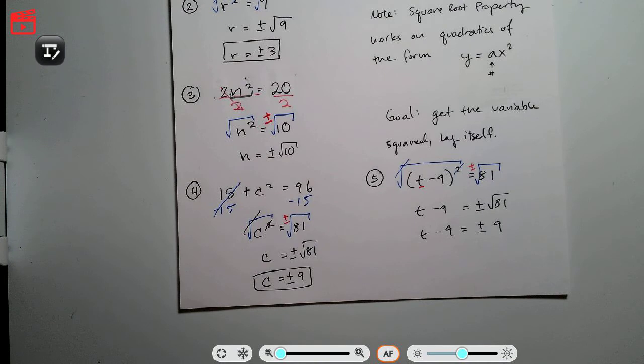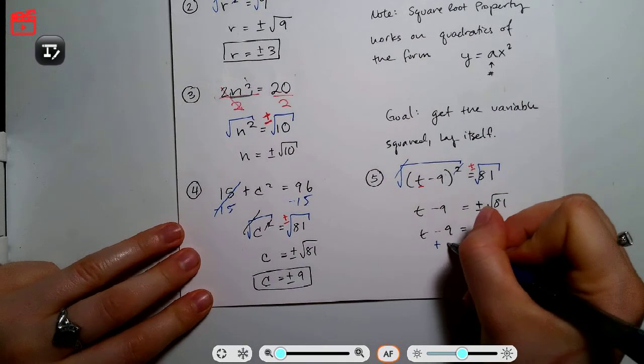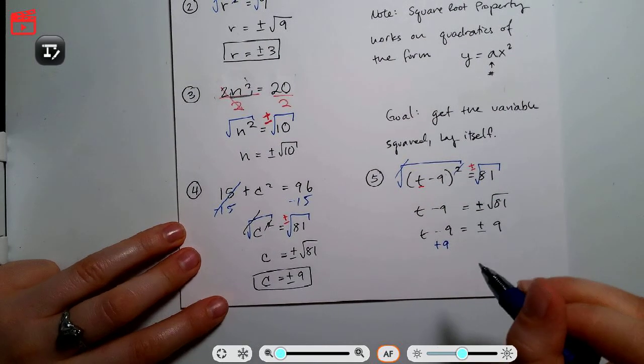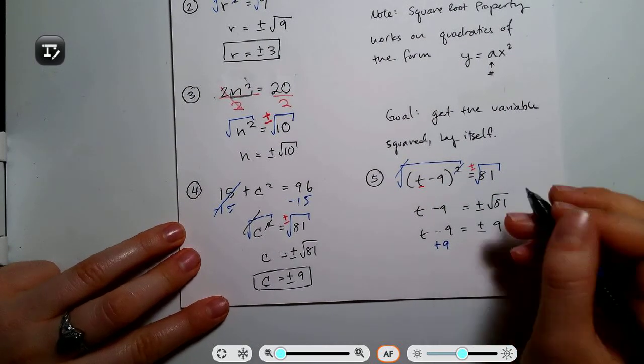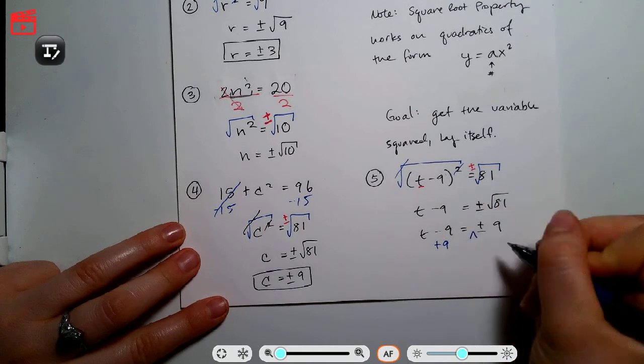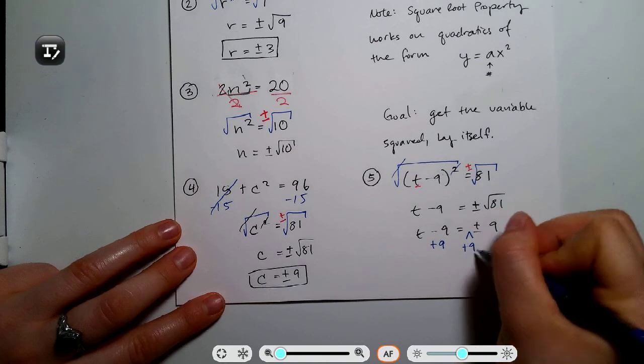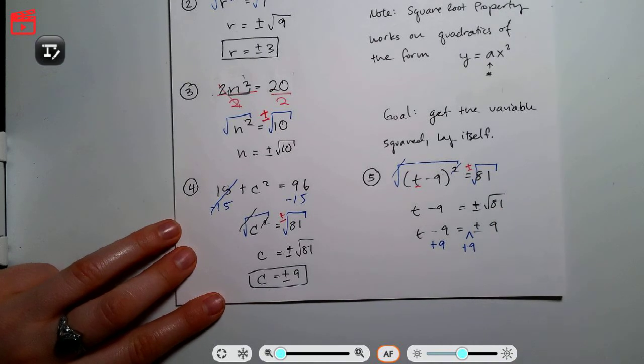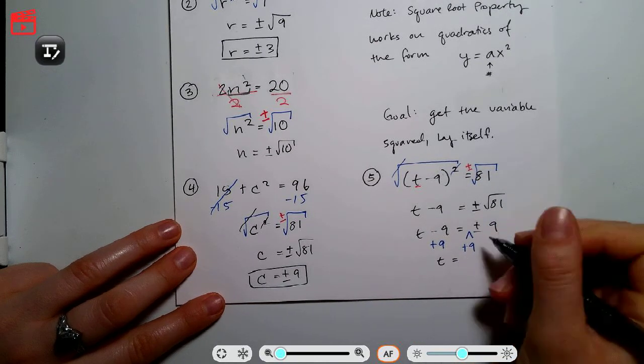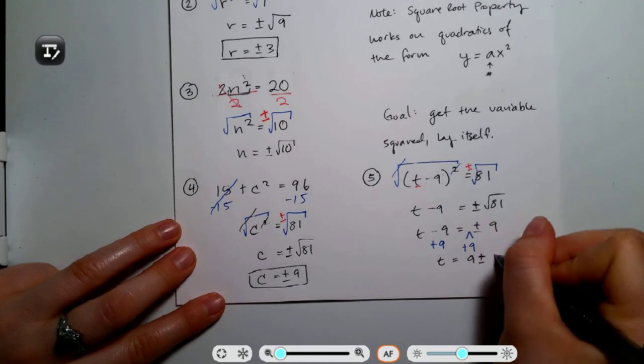All right, so I want to solve for t, which means I need to get that negative 9 to the other side. So we're going to add 9 to both sides. Now when we do this, normally we'll add the 9, or the number, in front of that plus or minus. Okay, so we have plus 9. So then we get t equals 9 plus or minus 9.